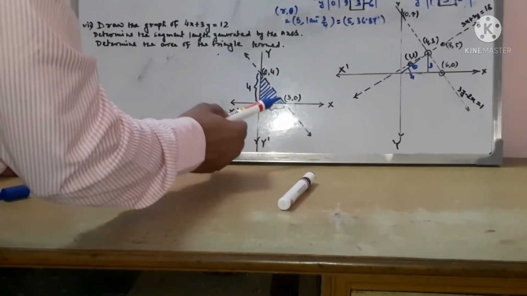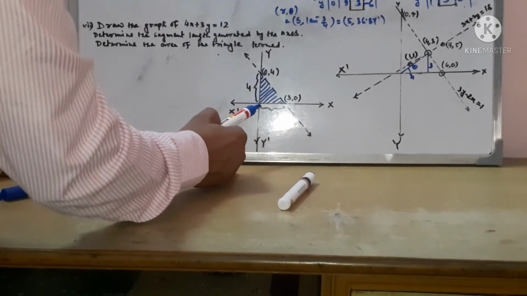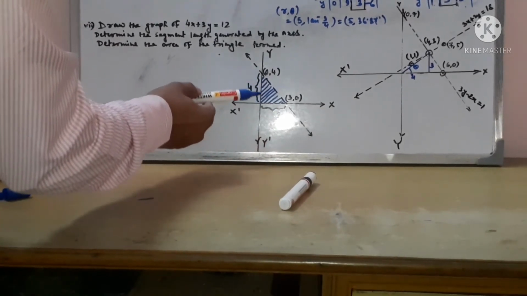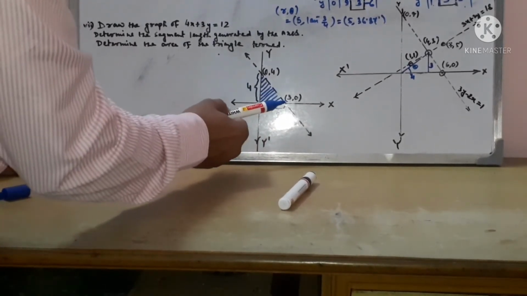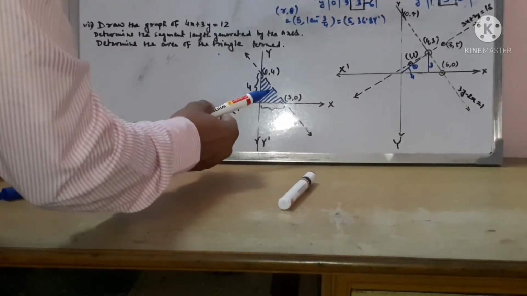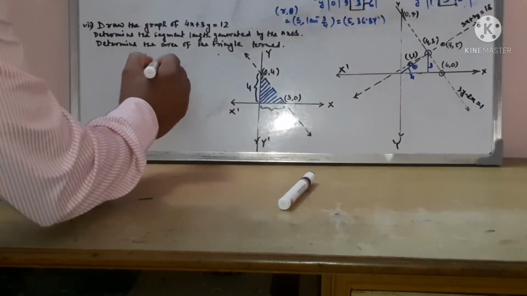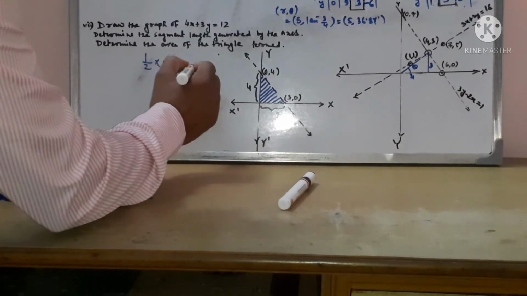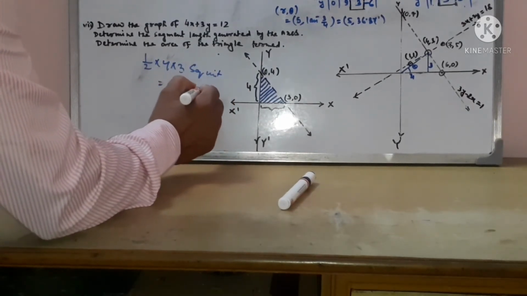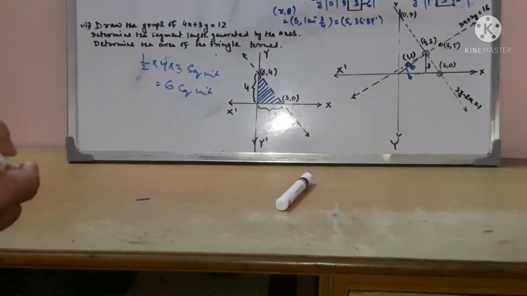This is the line 4x plus 3y equal to 12, and definitely from the origin this distance is 3 unit and this distance is 4 unit. So this distance will be root over 3 square plus 4 square, which means 5 unit, and the area of the triangle will be half multiplied by 4 multiplied by 3 square unit, that means 6 square unit. So the area of the triangle will be 6 square unit.